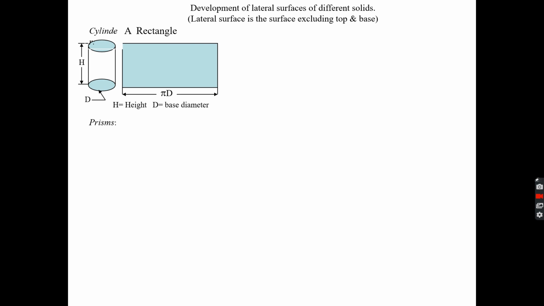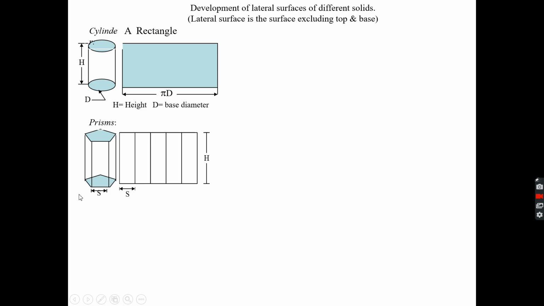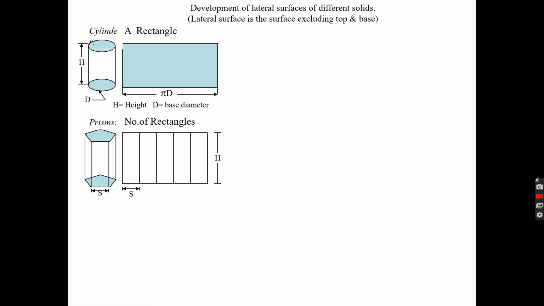Okay, suppose there is a prism. It is a pentagonal prism. If you cut it from one side and open it, how will it look? Again, it will look like a rectangle, but there will be 5 surfaces because it is a pentagonal prism and there are 5 lateral surfaces. So when you open it, it will look like a number of rectangles whose height is h and the width of this rectangle is 5s if the side of the base is s.